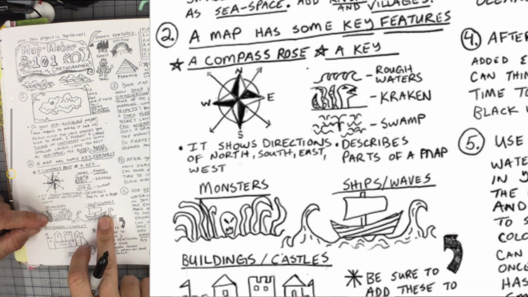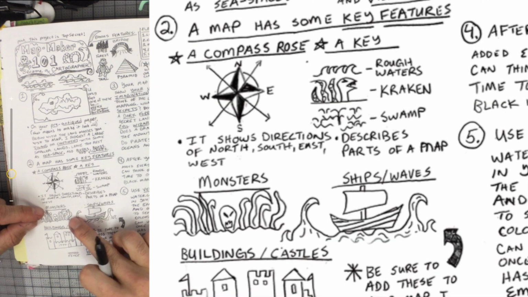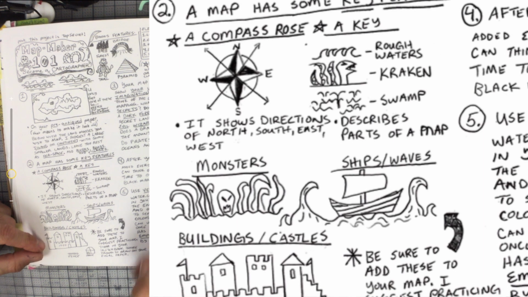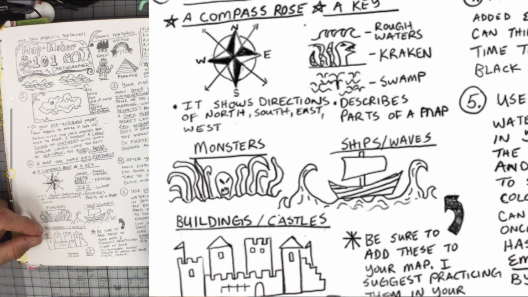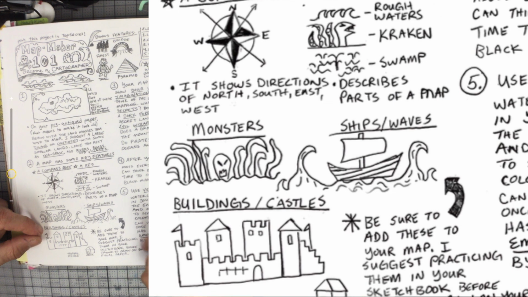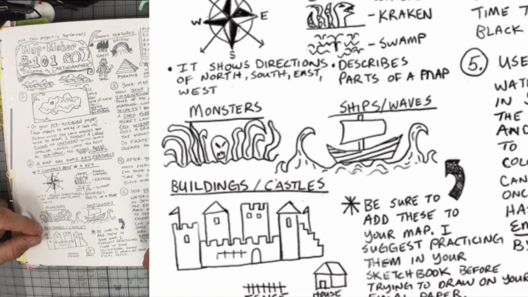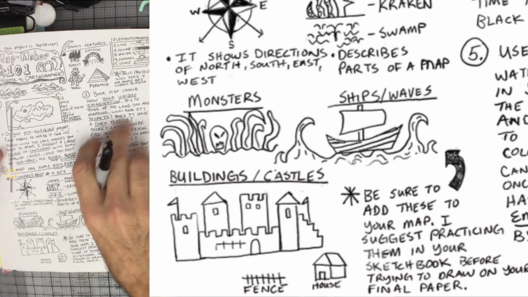We can have monsters and ships. We already drew some ships. Maybe I'll add some monsters. Buildings and castles. We added those. Houses, fences. Be sure to add these to your map. I suggest practicing them in your sketchbook before trying. We're doing that. Number 3.